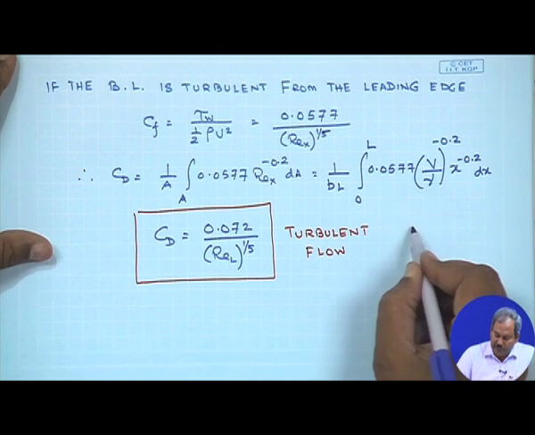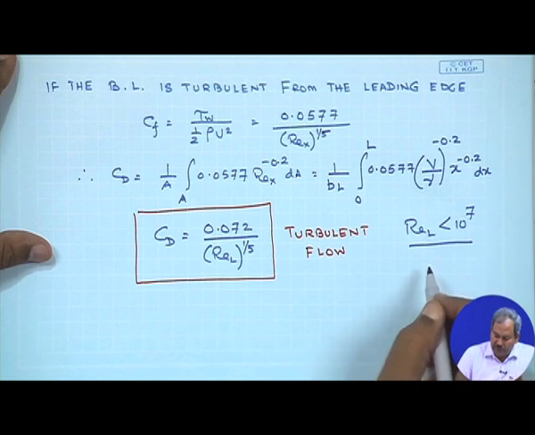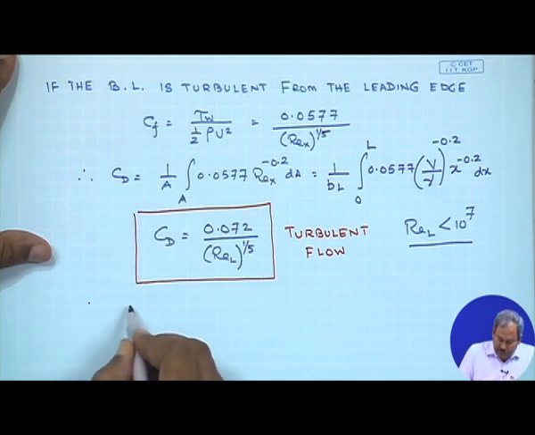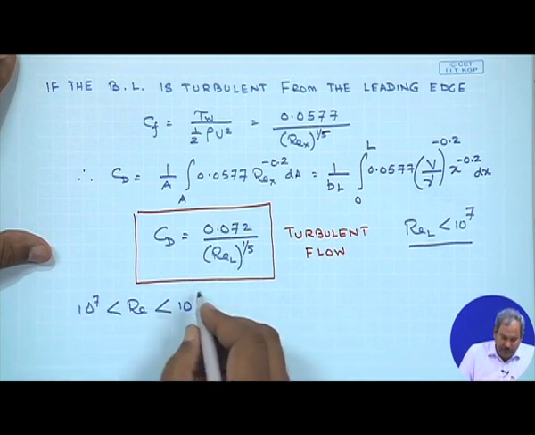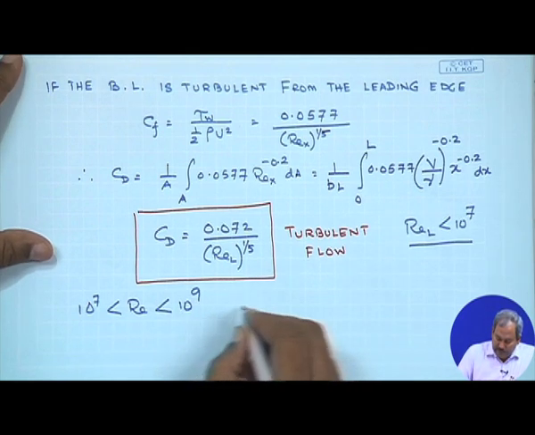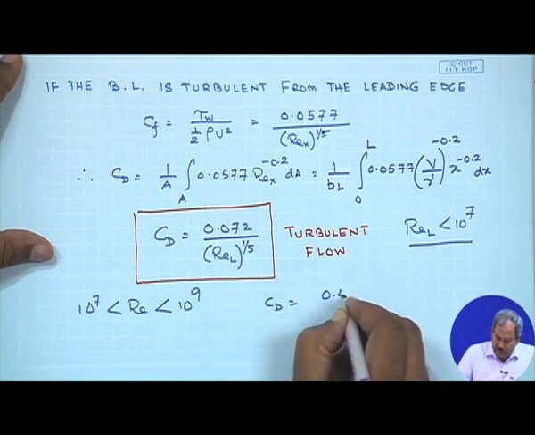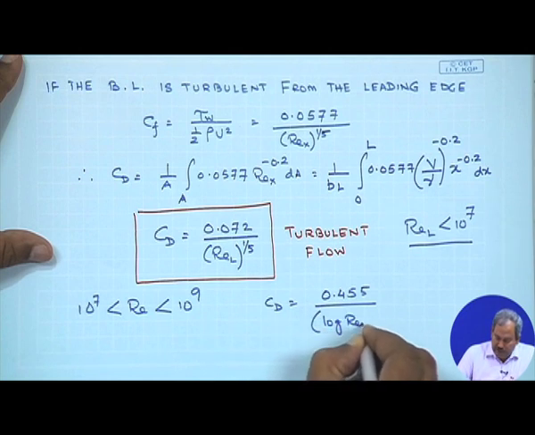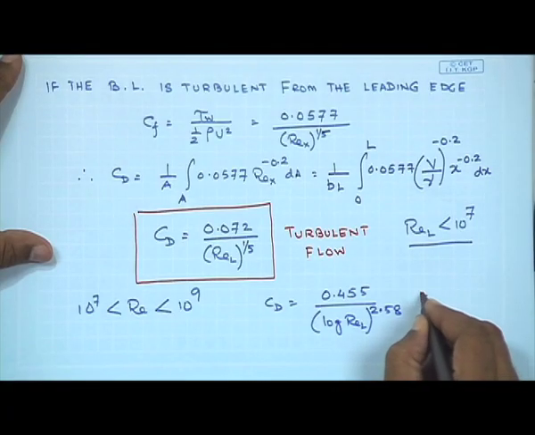This equation is valid for a Reynolds number which is less than 10 to the power 7, the same constraint that we have used for the case of Cf over here. So if Reynolds number is greater than 10 to the power 7 and up to a Reynolds number of 10 to the power 9, the empirical equation, it is empirical in nature, the CD would simply be equal to 0.455 by log of REL to the power 2.58. So this is entirely empirical.